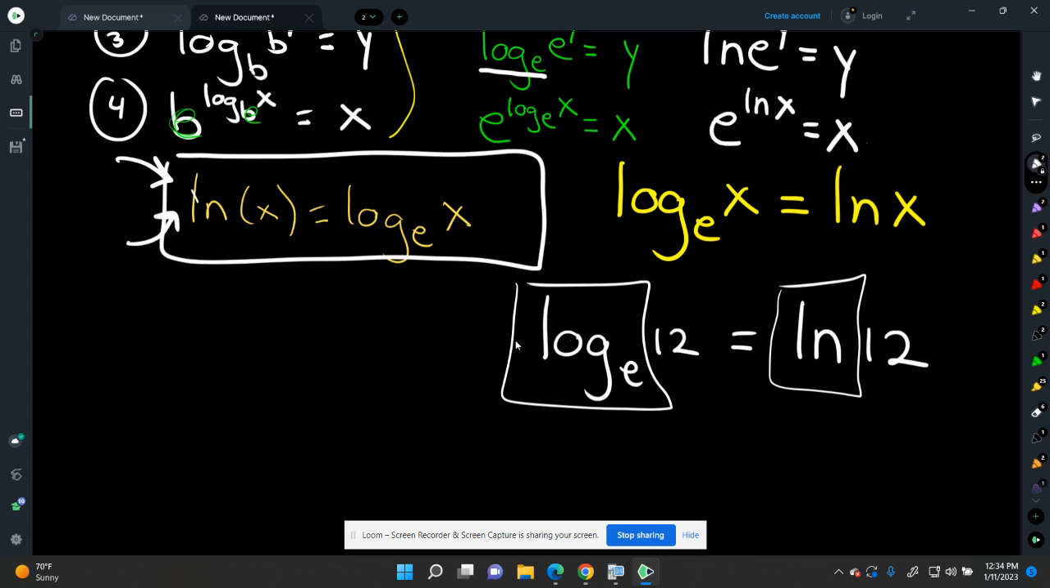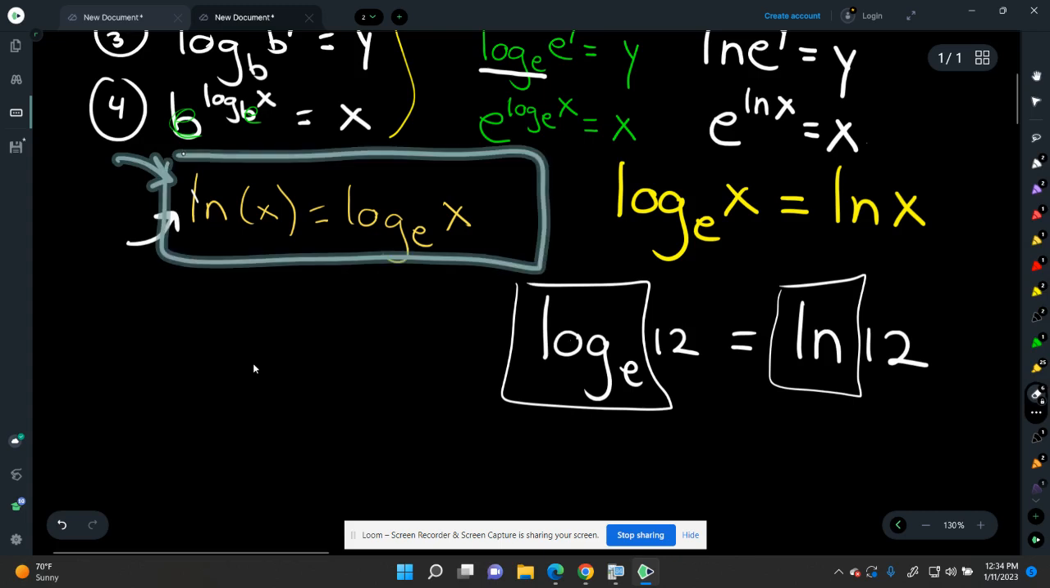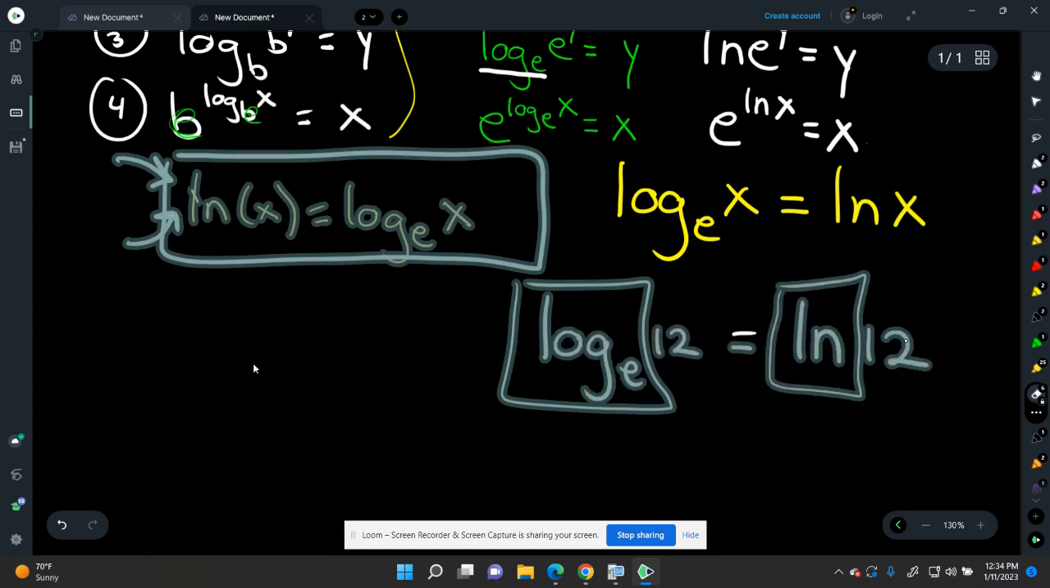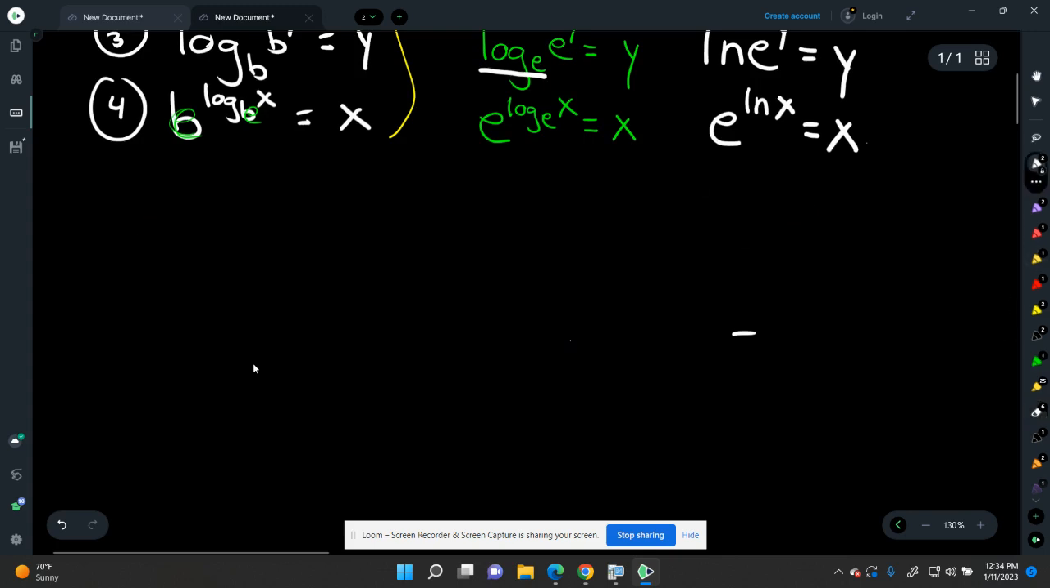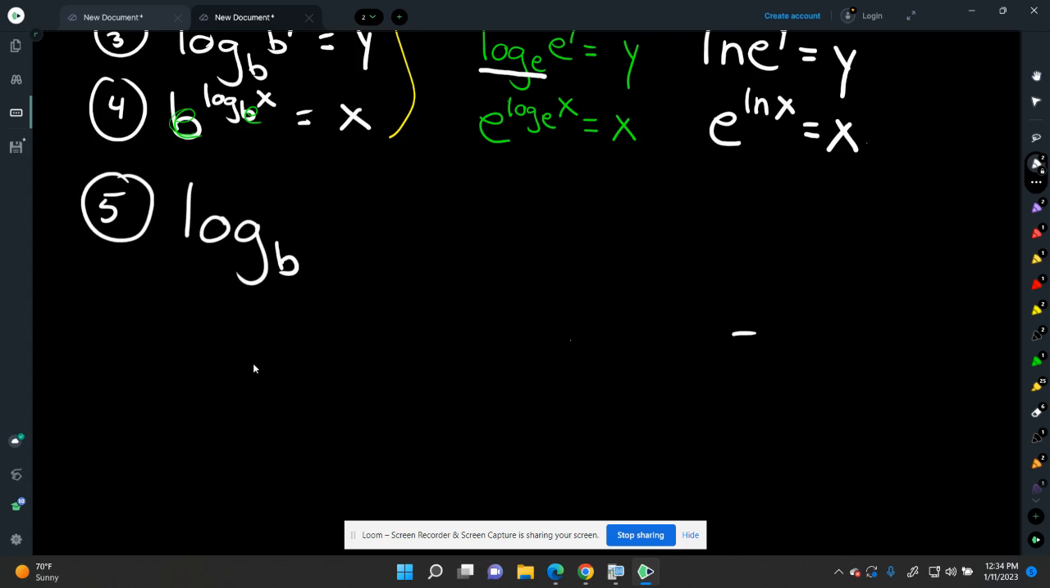Because we know that logarithms are inverse exponential properties, we're going to add one to our list. So number 5 on our list. If I have the log, any base, log base b, of the product of two things, so we're going to say r times s.